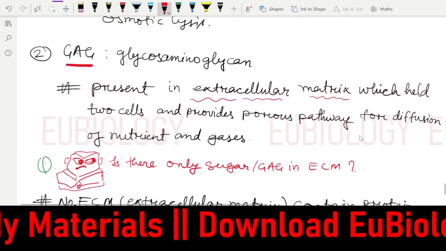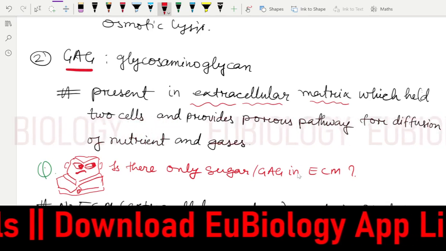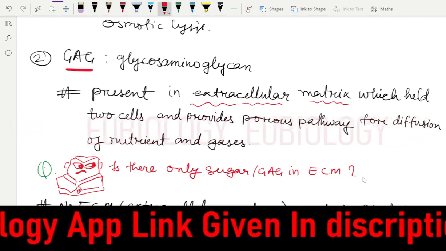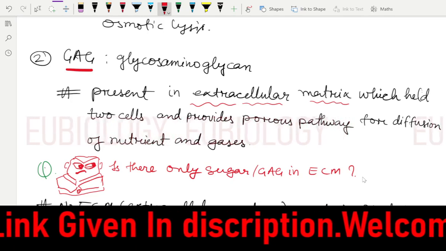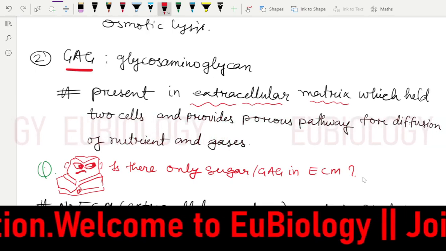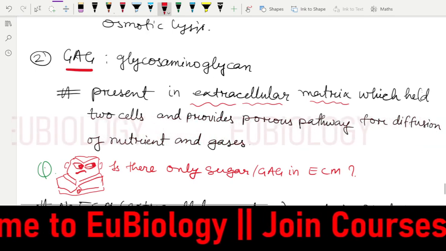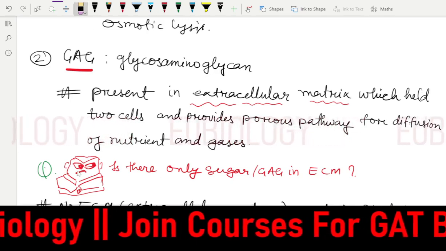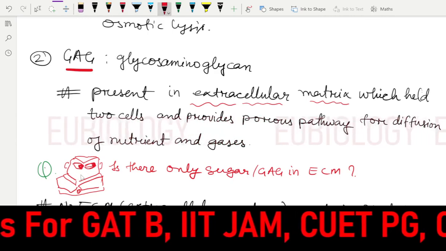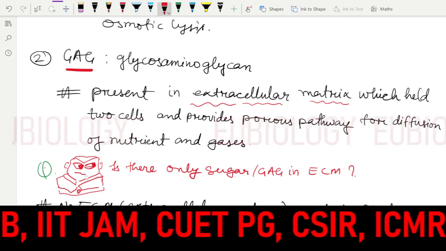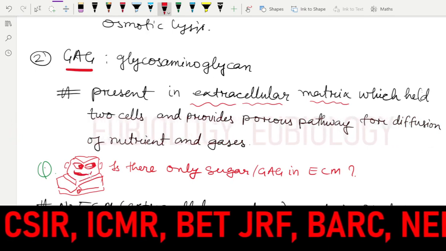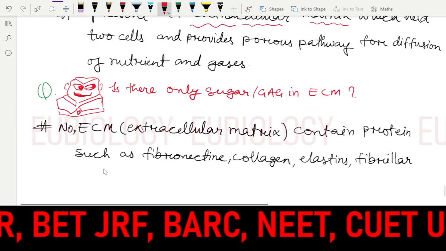Now the question is, is there only sugar or GAG in the extracellular matrix, or is the sugar sufficient to help in the diffusion of all these materials? So the answer is no, it is not. There will be some other molecules as well. So what are these other molecules?